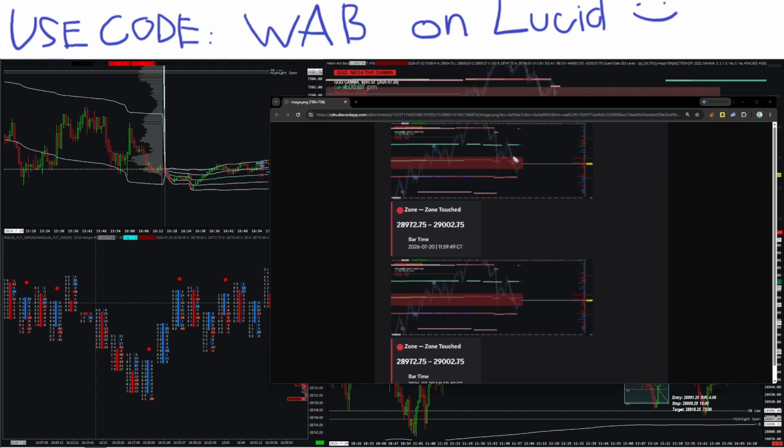So look, we dump, right? Aggressive sellers right here. It's kind of hard to see, but I'll try my best. The zone got created and I got notified. A zone touched. This is the range of the zone, and look, it came back retesting it, right? So that's why I was interested in looking to take a short there.